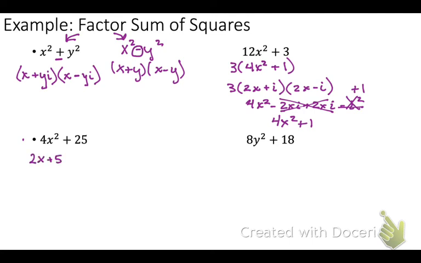Emma's got the hang of it. Does everyone else? Okay, try the next one on your own. Wait, do the first two numbers have to be the same? Yes. It's a difference of squares, so it has to be exactly the same ones, plus and minus. What goes into 8 and 18? So it's 2. Factor out your 2 and see what you get.